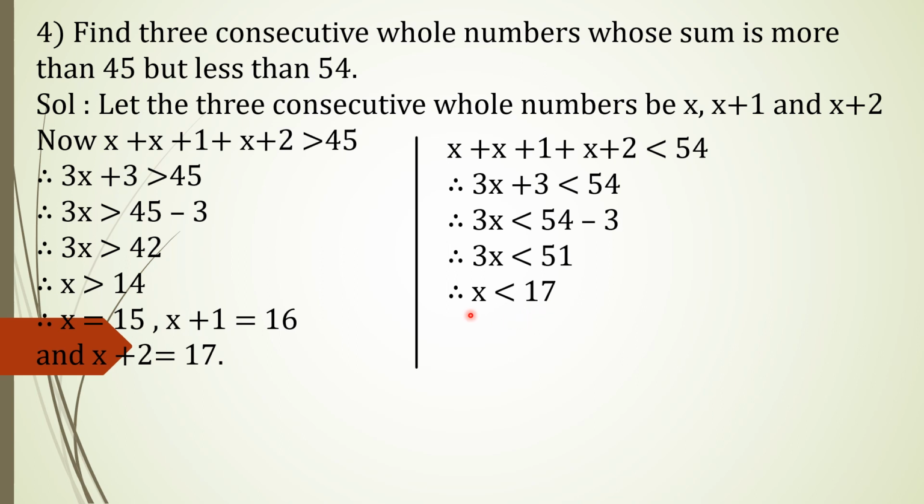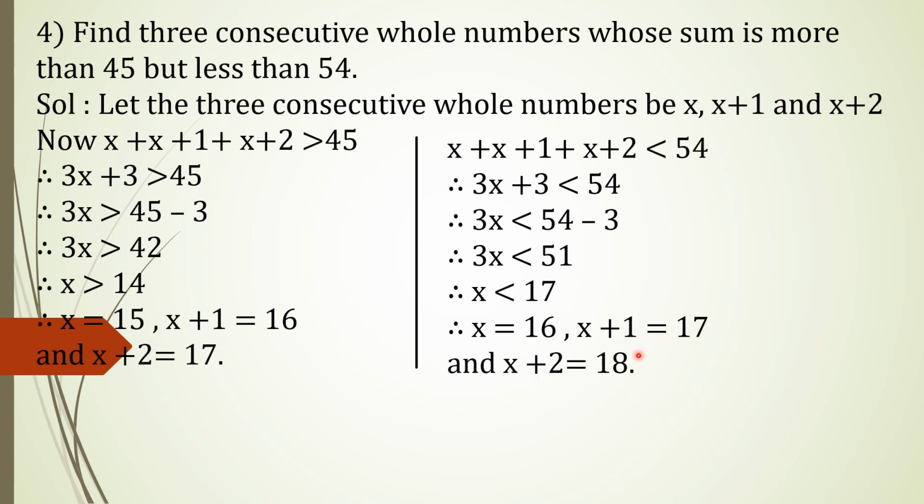Means the value of x is less than 17. So you have to take less than 17, which means you can take x equal to 16. So therefore x equal to 16 I have taken. Then the next number will be 17 and the third one will be 18.